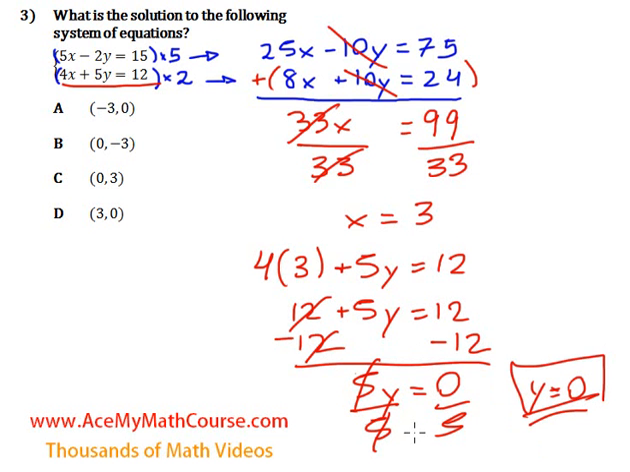That's it. Great. So now we always have x comma y. X is 3, y is 0. So the solution is, or the answer is D. 3, 0.